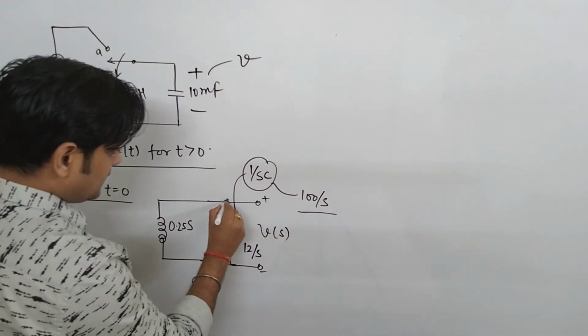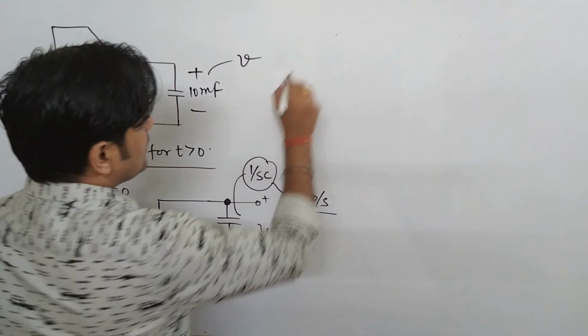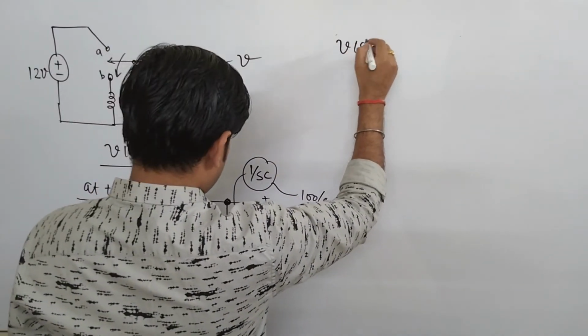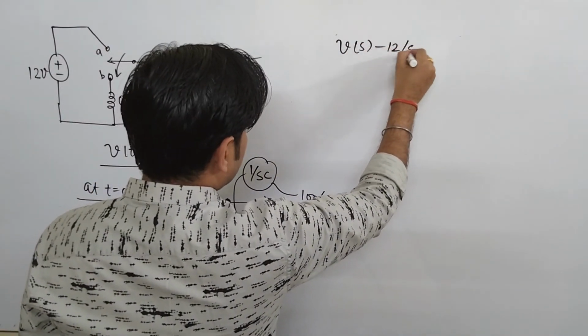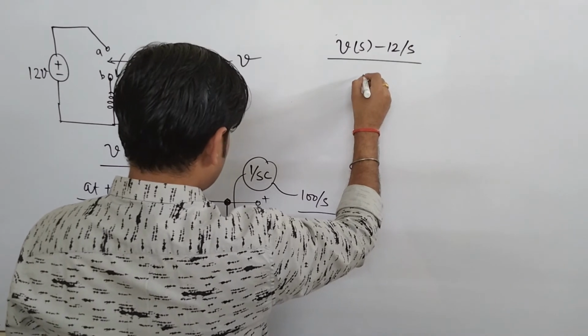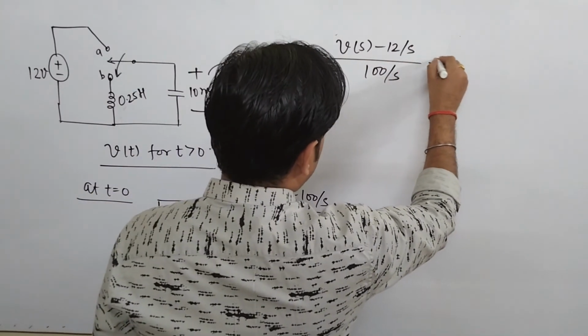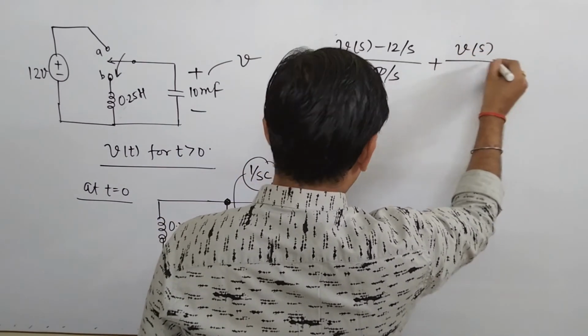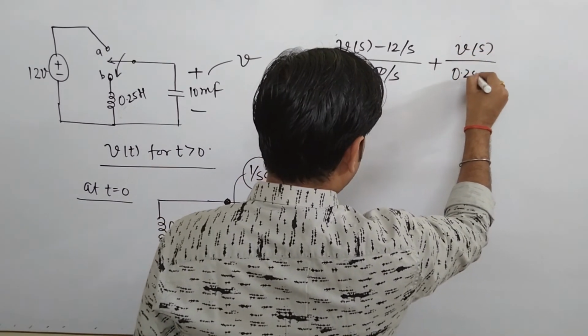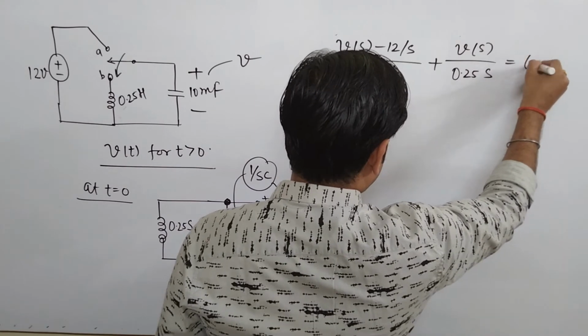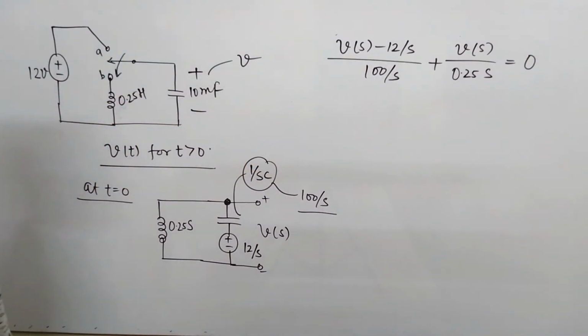This Vs is the voltage which is appearing at this node. So you can say that (Vs minus 12/s) upon (100/s) plus Vs divided by 0.25s is equal to 0. Should we write this equation? Yes.